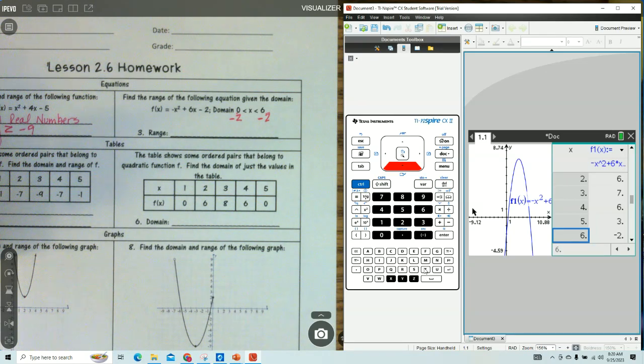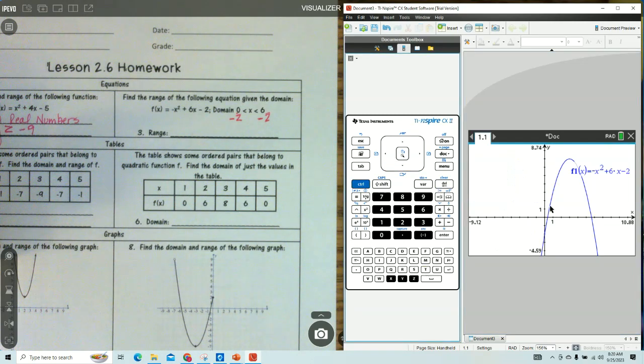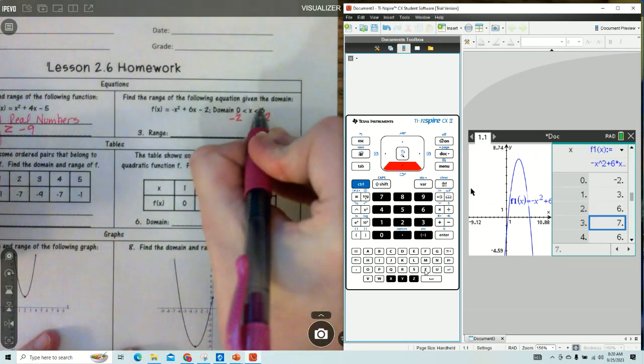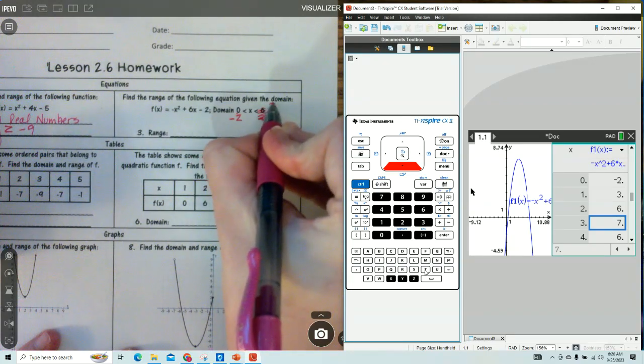And that's not right, because that one should be a 7. Did I type it in wrong? Plus 6x minus 2. Let's see. Yeah, -x squared plus 6x minus 2. Yeah, they shouldn't be the same number. I don't know how I got a 7. There's a 7 there. So let's go with that. Let's change it. Let's go from 0 to 3. Let's put a 3 there.